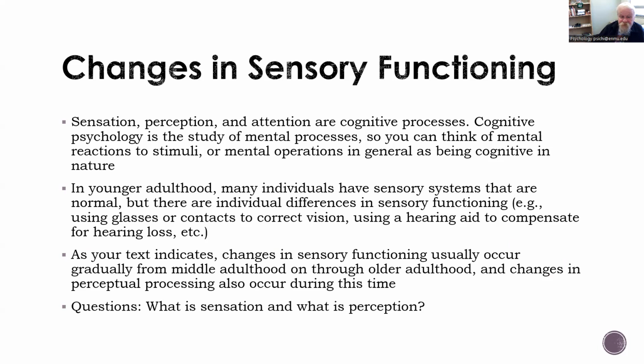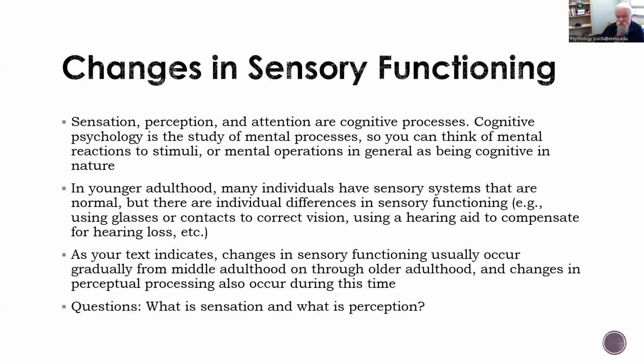Cognitive psychology is a study of mental processes. So you can think of mental reactions to stimuli or mental operations in general as being cognitive in nature, okay? So you can think of decision-making or problem-solving or language use, the use of words and grammar, right? You can think of your sensory processes. And memory. Memory is a big part of cognitive processes, okay? So these are all things that go on in our head and they're mental processes.